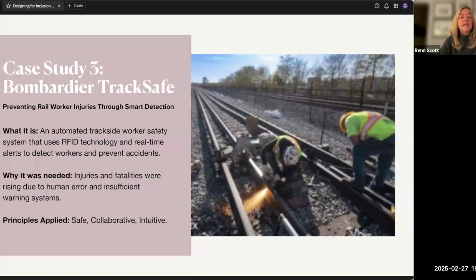It's quite important, and that's why it was needed. I should say quite important. It was critically needed. Injuries and fatalities were rising due to human error and insufficient warning systems. So this is a system that was created, using RFID technology to detect when workers are near or on active tracks. In this case, the workers would be able to get advanced warning from the trains that would be coming towards them. They do their work while trains are actually running.